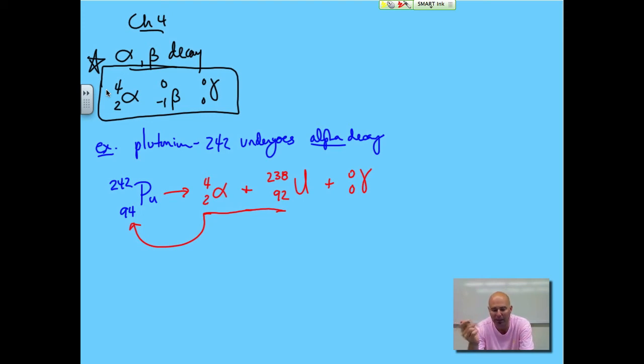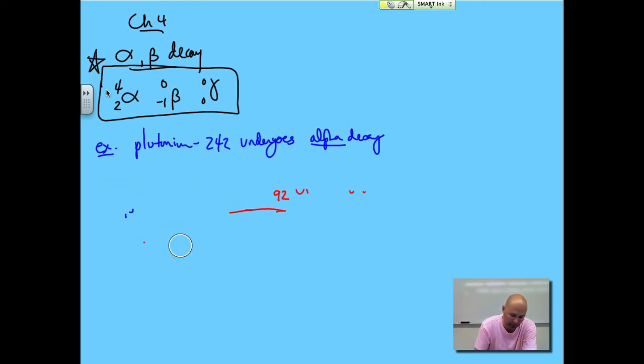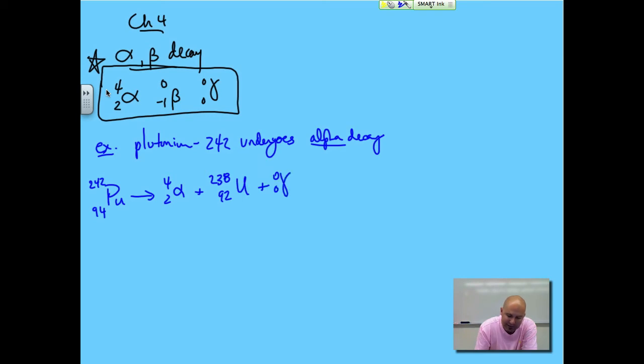Beta would be the same thing. Let's say I added to this question. Oh, I probably shouldn't have just erased it. Let me quickly do it. Plutonium 242, 94 goes through an alpha decay. Here we are again, and so therefore 238, 92 uranium and your gamma. Let's say that it has 2 beta decays, so it continues through more decays.